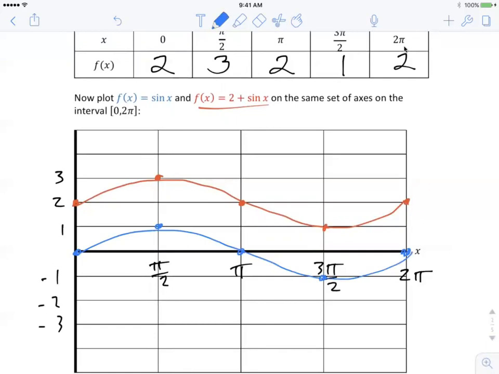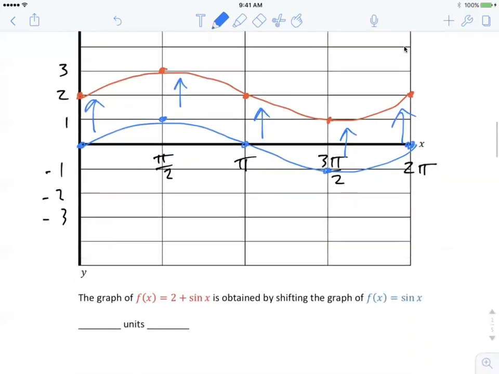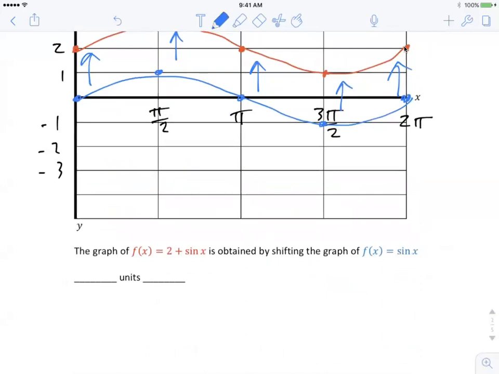And what I see here is that the 2 out front causes the graph to shift vertically up 2 units. Every point just shifted up. All those points shifted up 2 units. Otherwise, the pattern is the same. All right. So the graph of 2 plus sine x is obtained by shifting the graph of f of x equals sine x 2 units up.